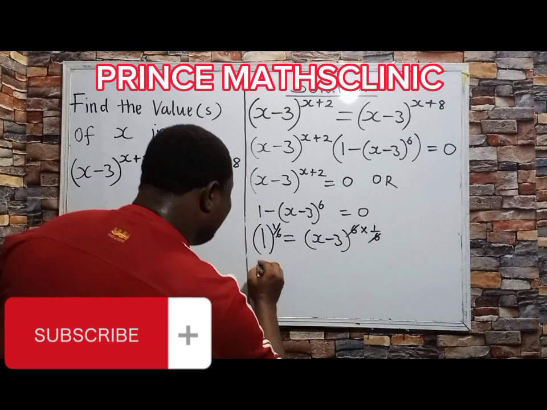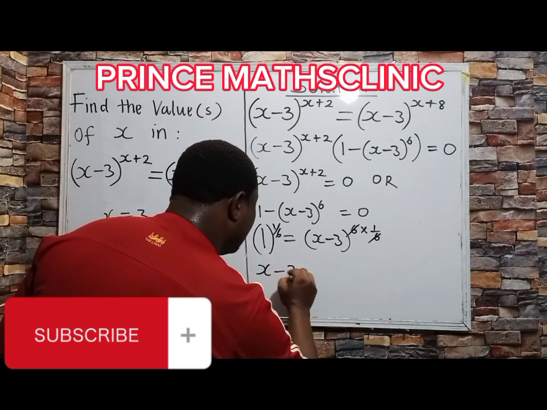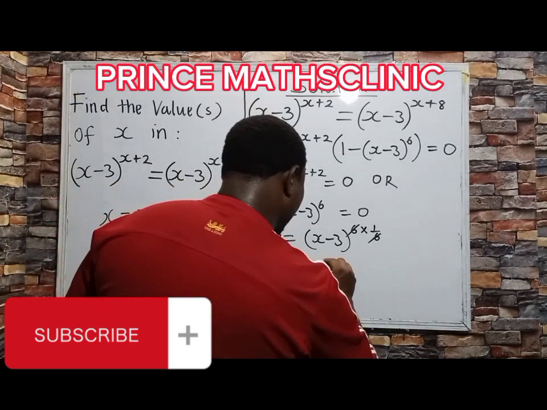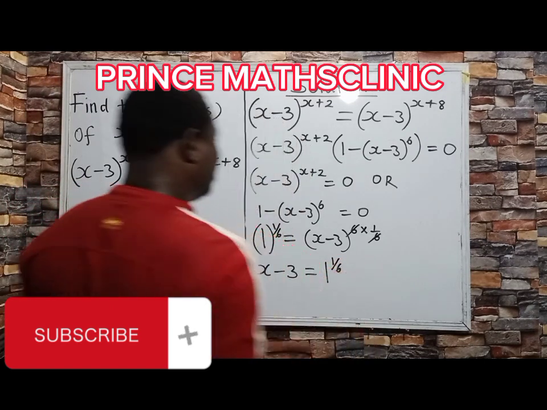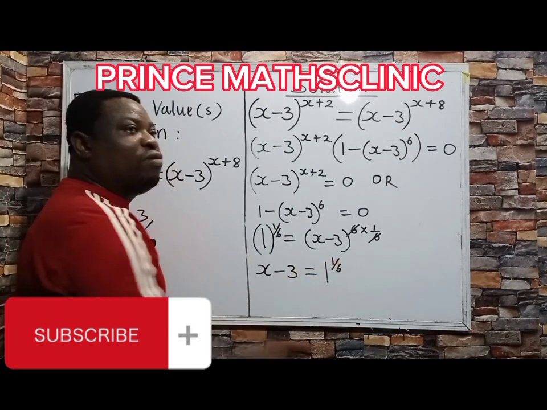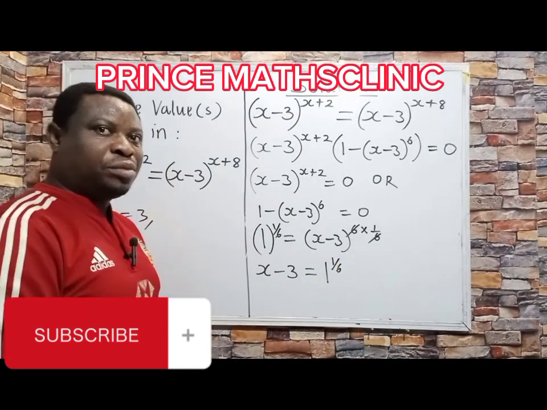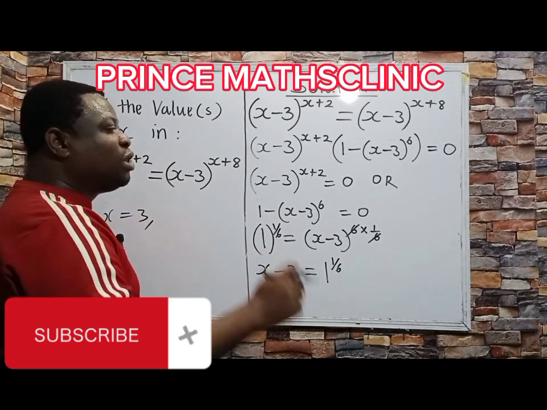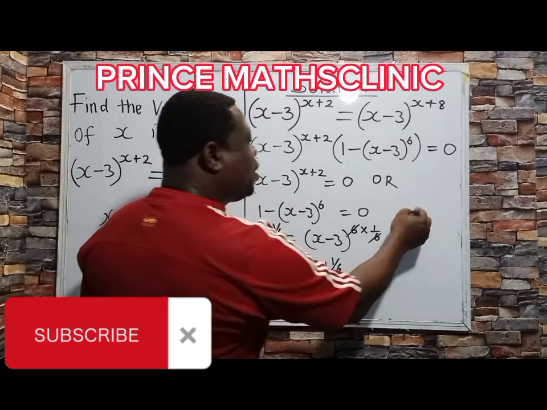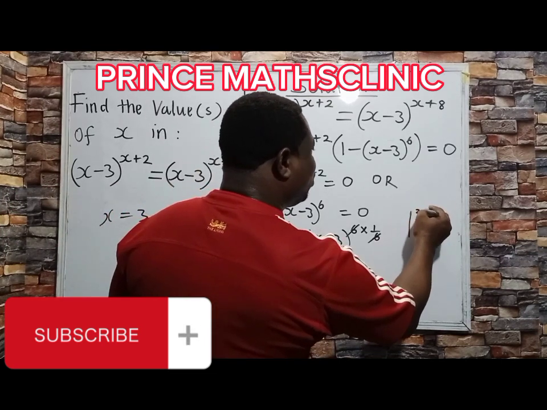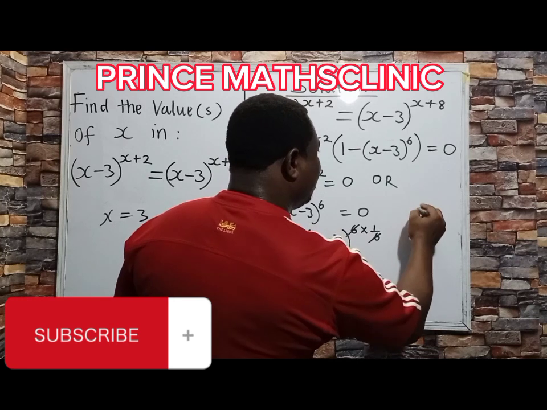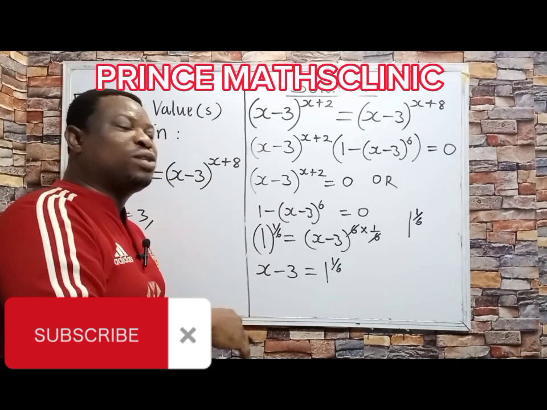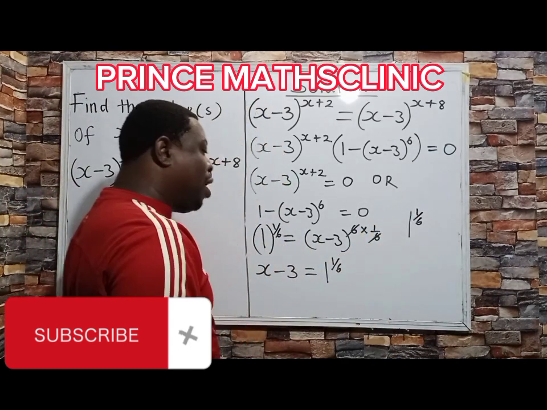So what do I have? I have my x minus 3 to be equal to what? 1 to the power of 1 over 6. And what does 1 to the power of 1 over 6 mean? It is not 1, as it were, because when you have a base carrying a fraction, what it simply means is that the denominator of that fraction becomes the root, and the numerator becomes the power of that fraction.